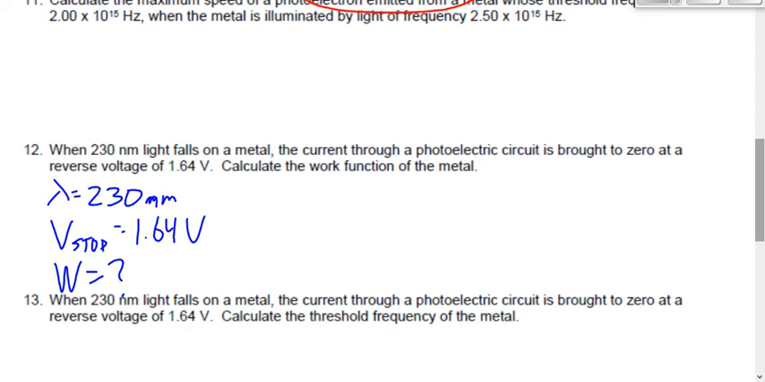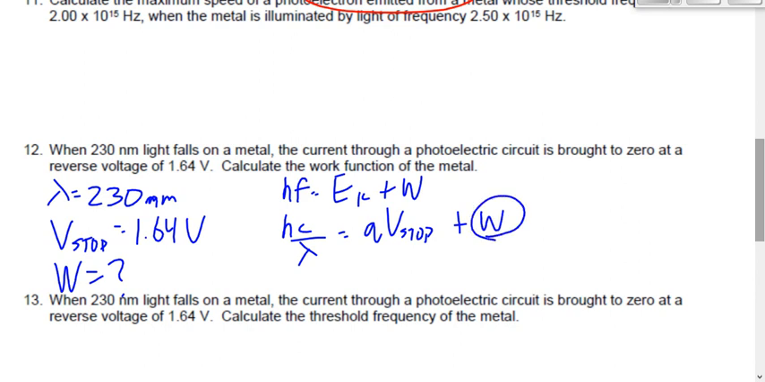5 seconds. 1, 2, 3. Anybody? 4, 5. Okay. Nobody came up with something better in 5 seconds, so let's try this one. Let's replace hf with hc over lambda. Let's replace E_K with qV stop. And then we're looking for W here.